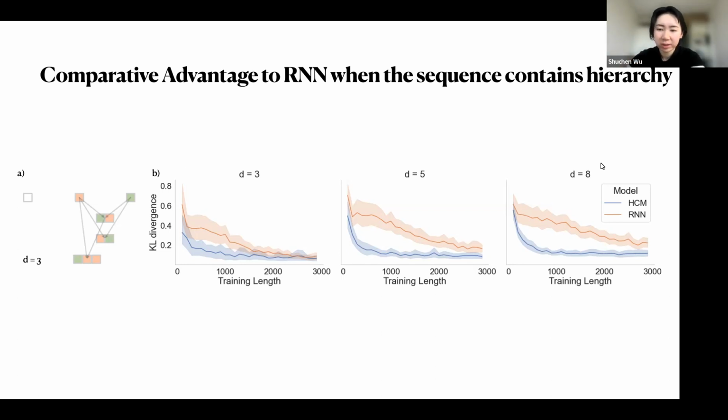So it seems to be more data efficient when your sequence contains an underlying hierarchical representational structure. Can you explain this KL divergence metric here? Is higher better for this? Oh, sorry, lower is better. Yeah. But what exactly is it measuring? What KL distribution is it measuring?